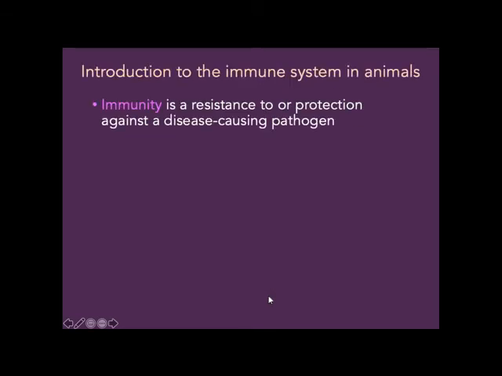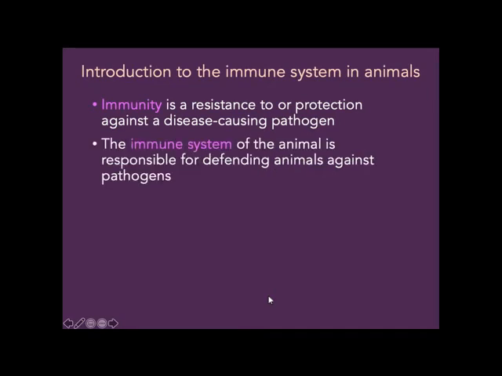All right, so what is immunity? Immunity is a resistance to or protection against a disease-causing pathogen. So the immune system of an animal is responsible for defending the animals against pathogens. Okay, a pathogen is basically anything that infects, okay? It could be a virus, it could be bacteria, it could be a protist, whatever.